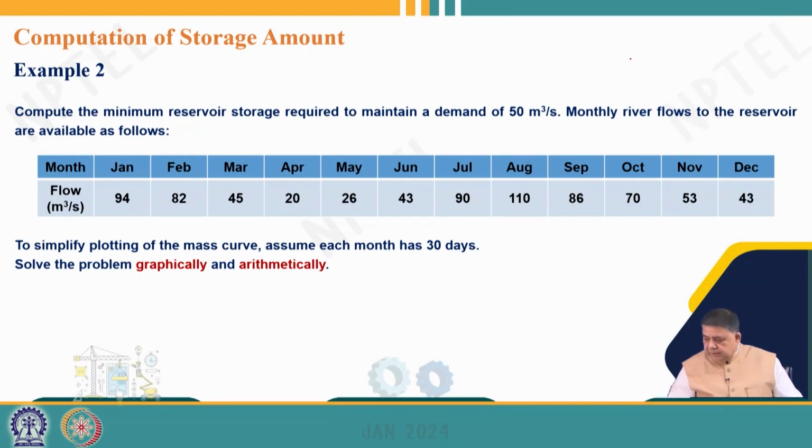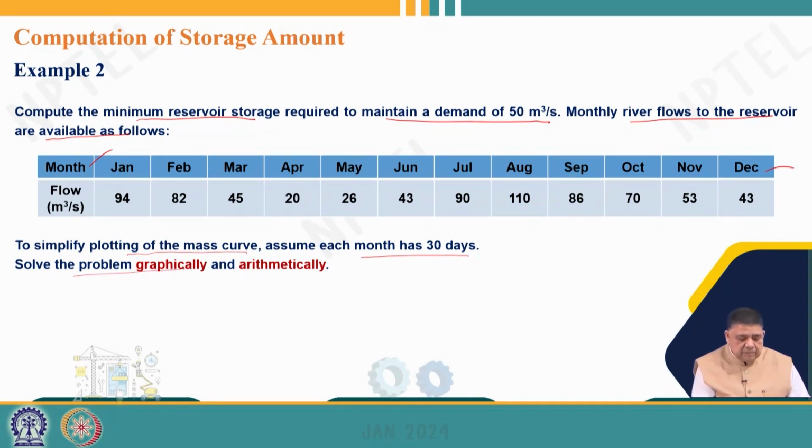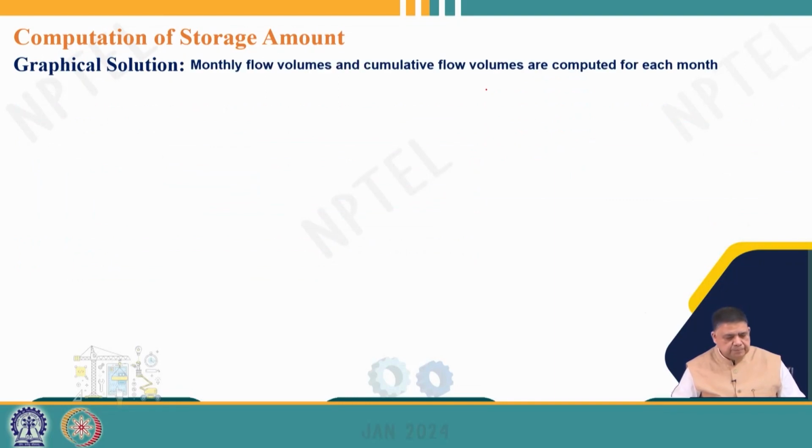Let us take a simple example here, and compute the minimum reservoir storage required to maintain a demand of 50 cubic meter per second. Monthly flows to the reservoir are available as follows. So, these are the flows for the different months, January to December, and to simplify the plotting of the mass curve, assume each month has 30 days, and solve the problem both graphically and arithmetically. So, the problem can be solved both graphically and arithmetically, as we will see. So, this is the supply and this is the demand we have to maintain. For that we have to find out the storage.